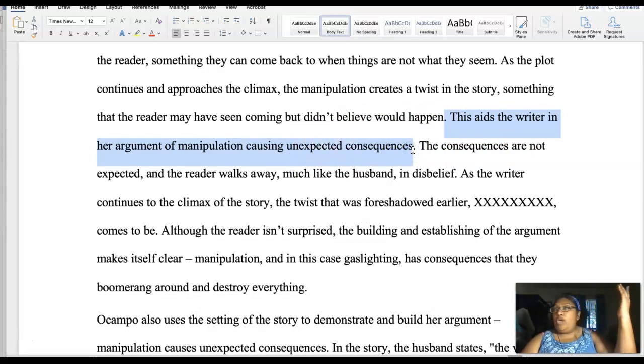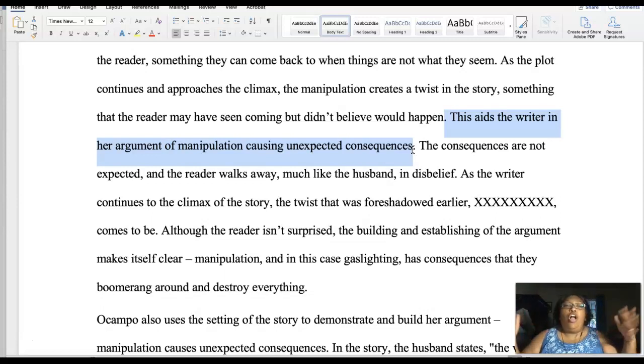And so she's telling me all of this, all of these things that are happening, how the writer is using these plot devices to help her argue her argument, and then the money sentence. All of this is aiding the writer in arguing this, right?